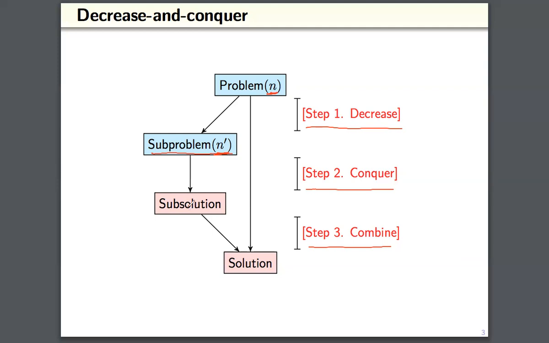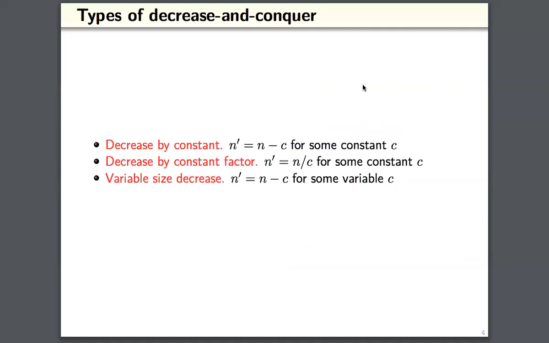Okay, what is this n dash? Do we have more details on this? Yes. n dash can be of the form n minus c. If it is of the form n minus c for some constant c, it is called decrease by constant type, right? If n dash is n by c, that means the subproblem size is decreased by a constant factor of n, right? n by c, then you call it decrease by constant factor.